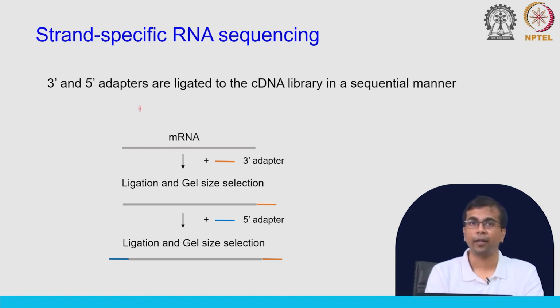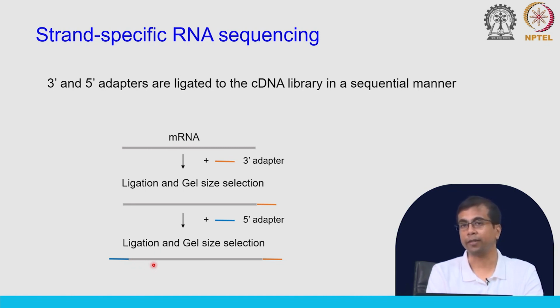So, we have the mRNA and this is added with the 3 prime adapter in orange, and then we do ligation and gel size selection. So, you might ask why it did not get attached to the other side. There are ways to make sure that this will only attach to one side, and this side can be prepared that way. And then you have the 5 prime adapter added on this side. Again, you can control and regulate which site it will be added, and you get the final product with these 3 prime and 5 prime adapters, and these are unique ones.